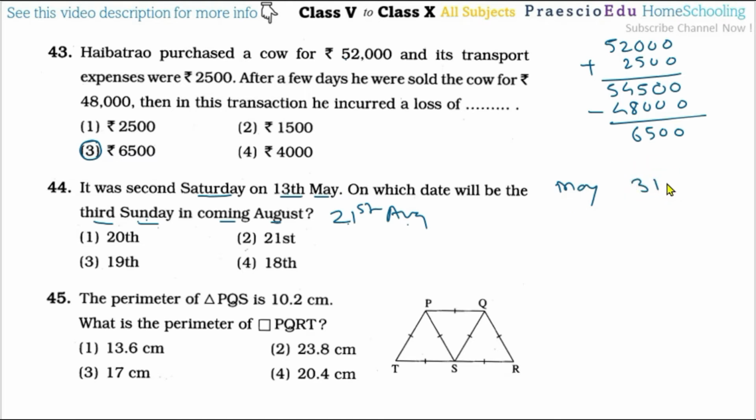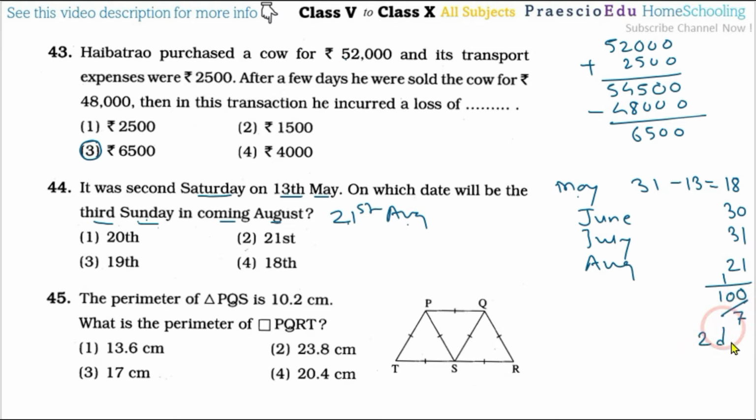So total 31 days in May month, minus this 13, that is equal to 18. Then after May there is June, and June has total 30 days. Then July has total 31 days, and August month we are considering up to the 21st, because we are calculating the weekday of the 21st date first. So the total is 100 days. If you divide this 100 by 7, there are 2 days remaining.